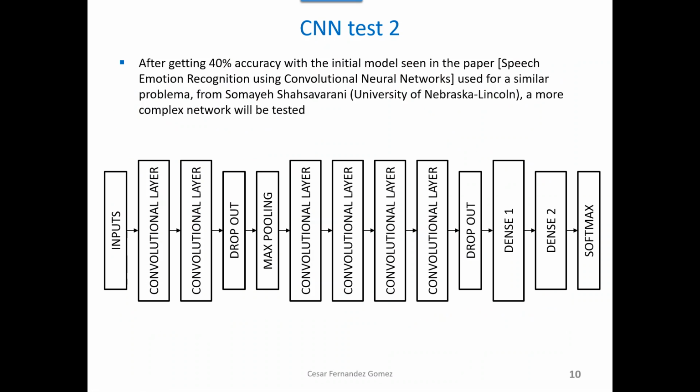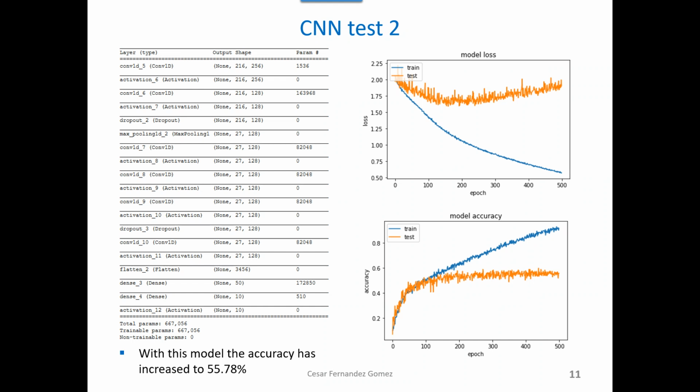So what I did for the second model is to modify several ideas I saw, and I designed this convolutional network. In this case, I have 667,000 trainable parameters, as I show here. And the accuracy I got with this network was around 55%. Again, after a couple of hundreds epochs, the model started overfitting.